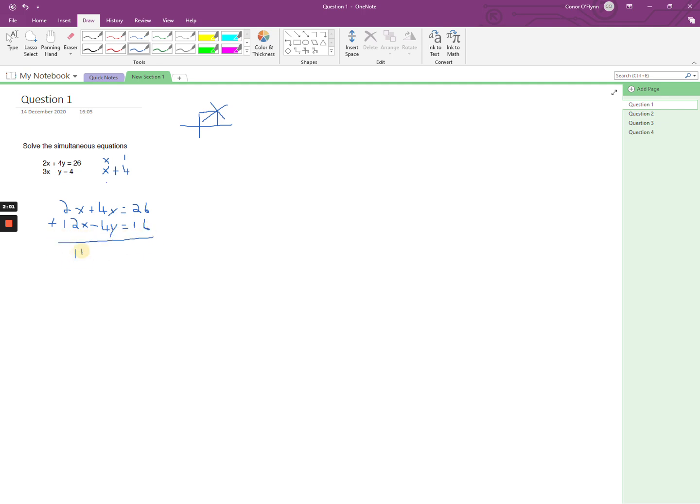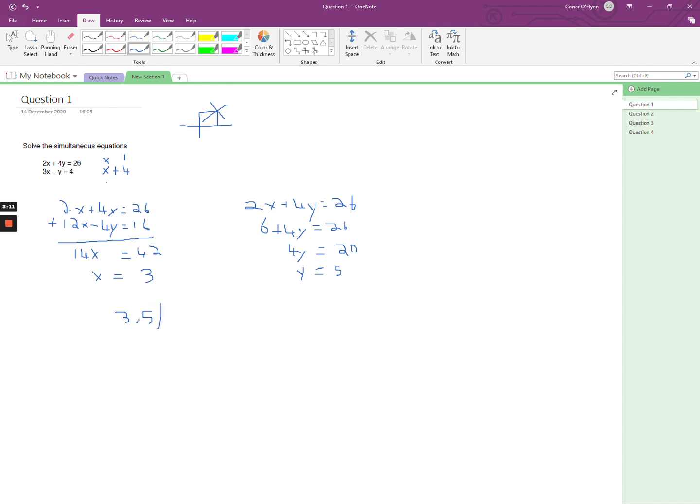They'll cancel, and I'll get 14x is 42, and x equals 3. So then I substitute 3 into the equation. So we'll go back to our original. X is 3, so that's 6 plus 4y equals 26. So 4y equals 26 minus 6, which is 20. So y equals 5. So my point is 3, 5.